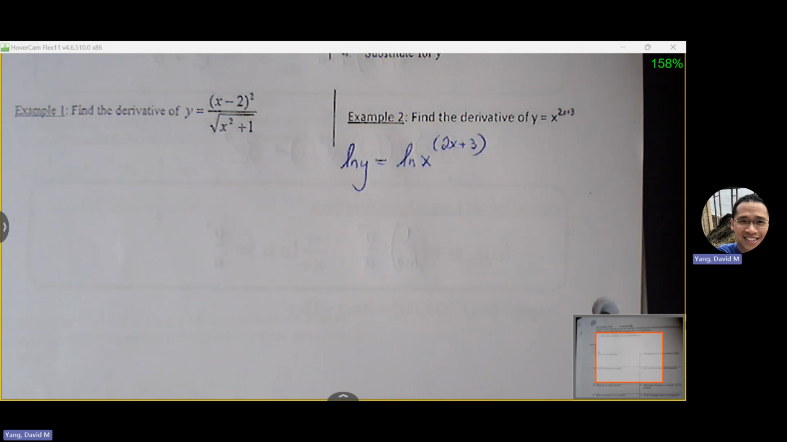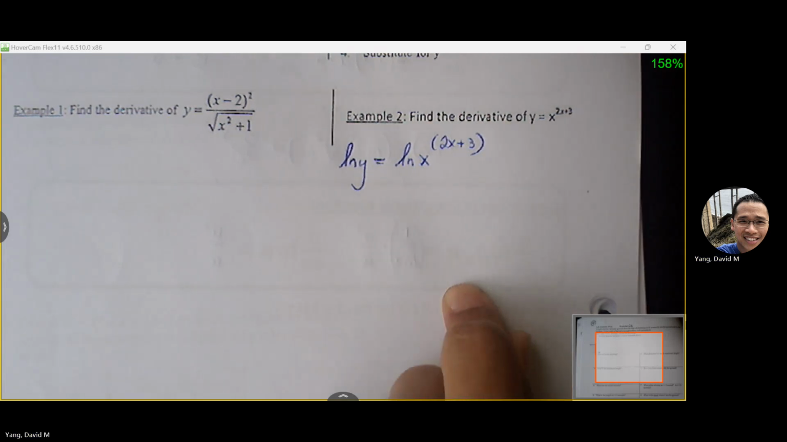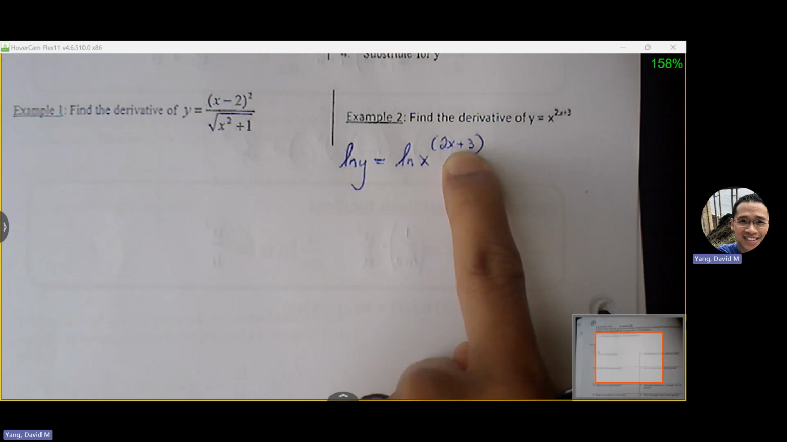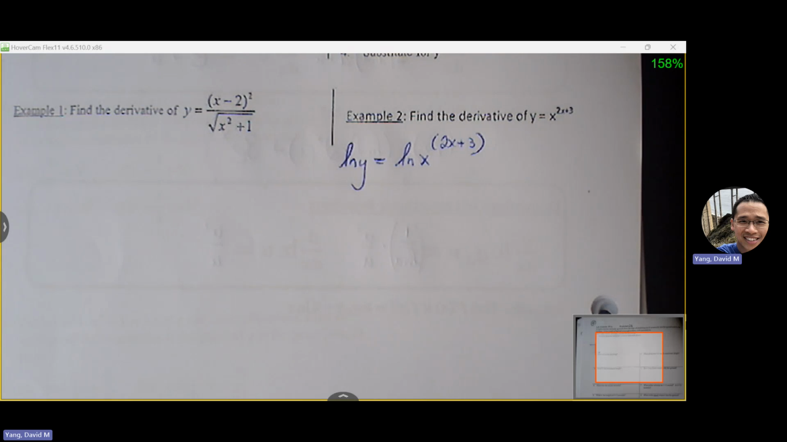Now that I am inside a log expression, what property can I use? Yeah, bring down that exponent. I want to protect that 2x plus 3 with a set of parentheses so that I remember that when it comes down, it's going to be a connected expression.